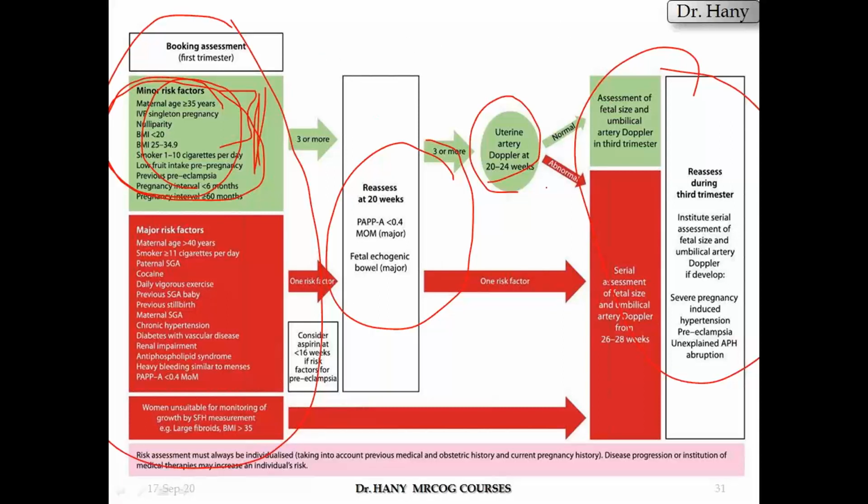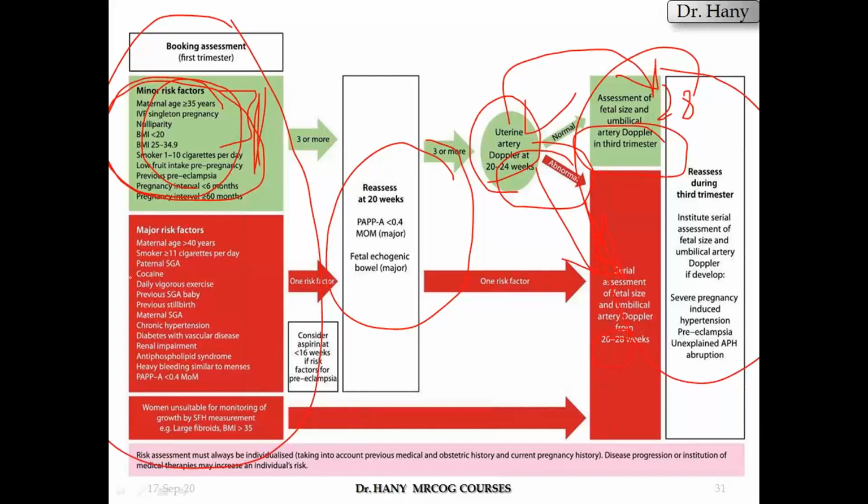If this becomes abnormal, I will go for serial assessment of the umbilical artery Doppler and fetal size from 26 weeks. If normal, I will do assessment of the fetal size and umbilical artery Doppler in the third trimester. If that is normal, I will repeat the assessment in the third trimester. If abnormal, I will go for serial assessment from 26 weeks of gestation. If I have only one risk factor, I will go directly for serial assessment.